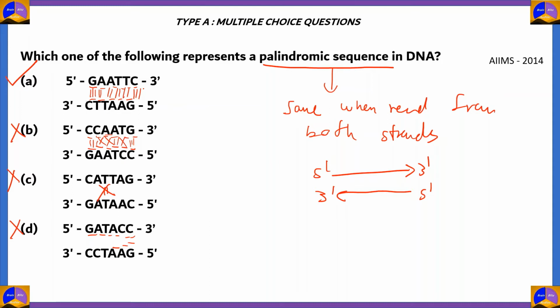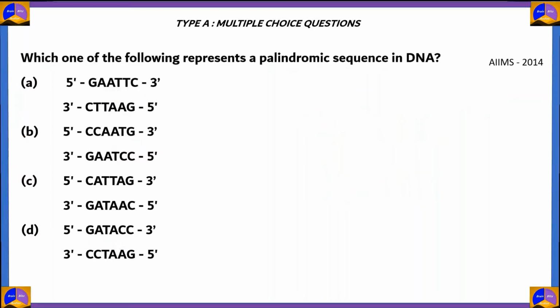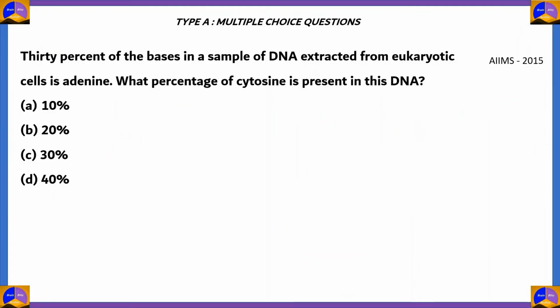The correct palindromic sequence is found in option A. Now, let's look at this question. 30% of the bases in a sample of DNA extracted from eukaryotic cells is adenine. What percentage of cytosine is present in this DNA? How do we find out cytosine when we're given adenine? We use Chargaff's rules.